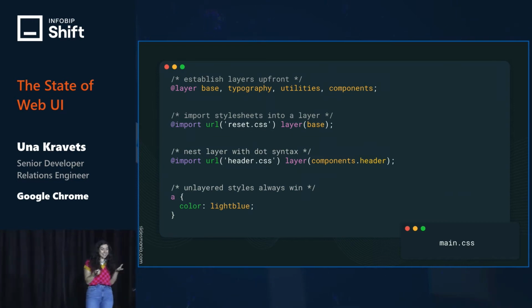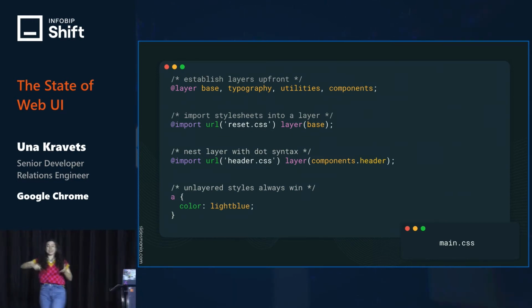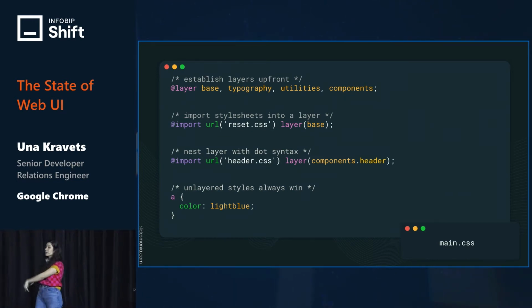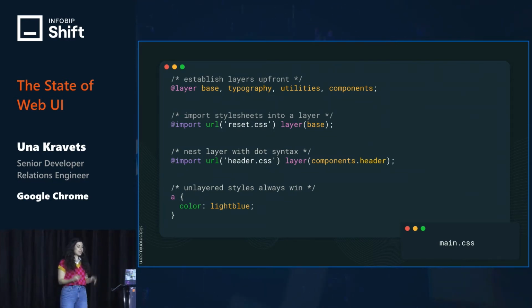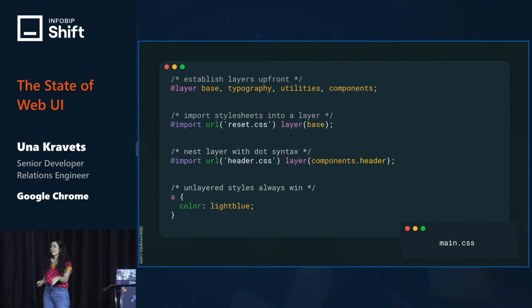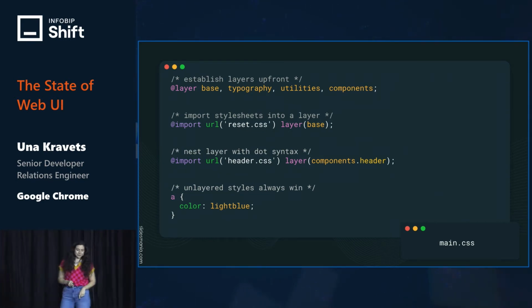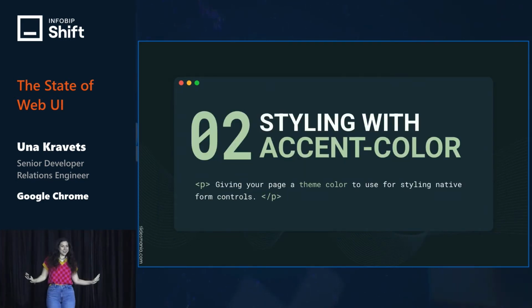So you can nest layers like components.header. You could have components.footer, components.sidebar, which is nice for organization. And unlayered styles will win on top of layered styles unless there is that important tag. All right, I know that was a lot, but that was just one of 6, so let's keep going.